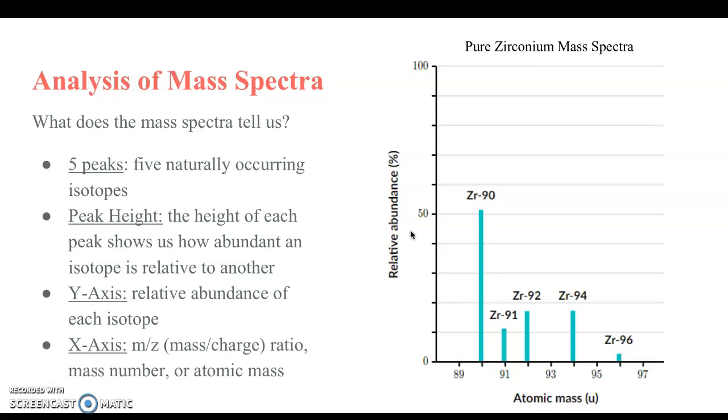And then the x-axis provides you, well, with a few different things. Sometimes it's the mass-charge ratio, so that could be the mass of the isotope to the charge of the ion. It can give you mass number, but more often than not, it gives you atomic mass, like we see here.